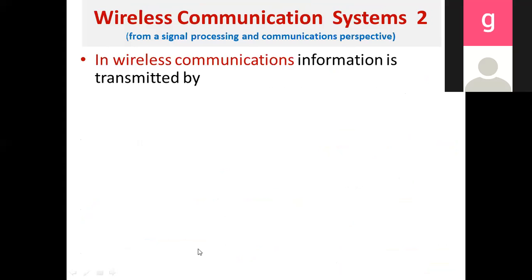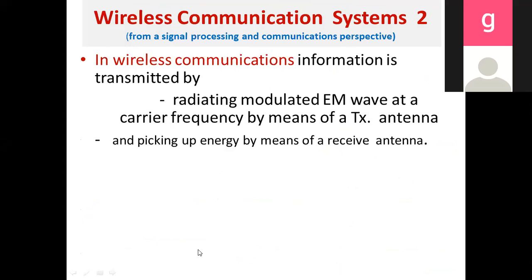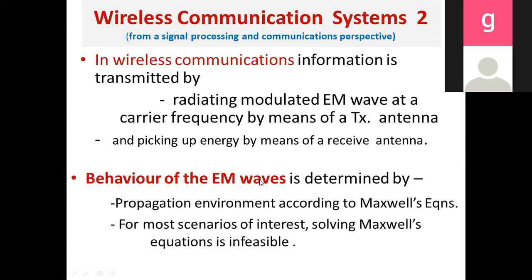In wireless communication, I have discussed the same thing in the previous slide itself. In all wireless communications, information is transmitted by modulating a radio wave at a particular carrier frequency, which is broadcasted and emitted from the transmitting antenna, and then picked up by the receiving antenna. This is what a communication system does. The behavior of the electromagnetic waves we can usually determine from the propagation environment according to Maxwell's equations.